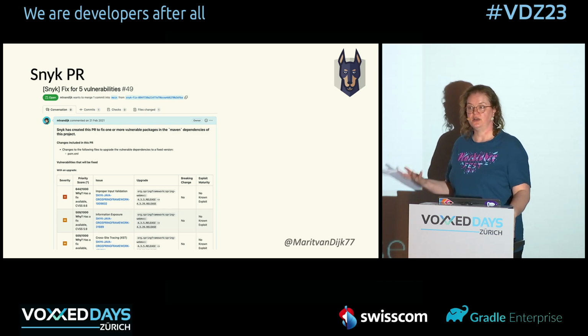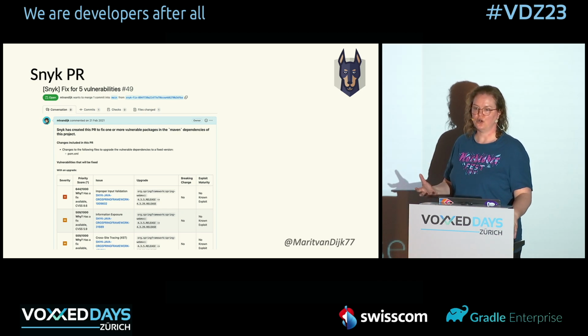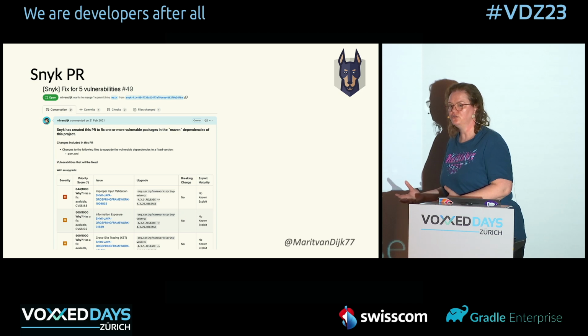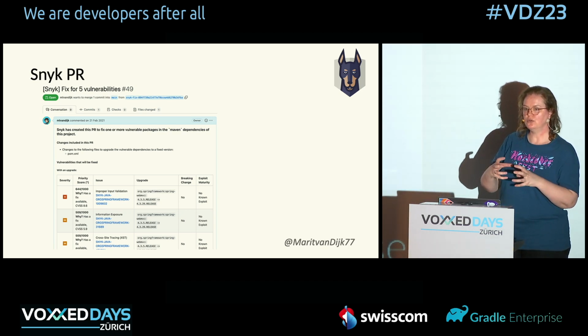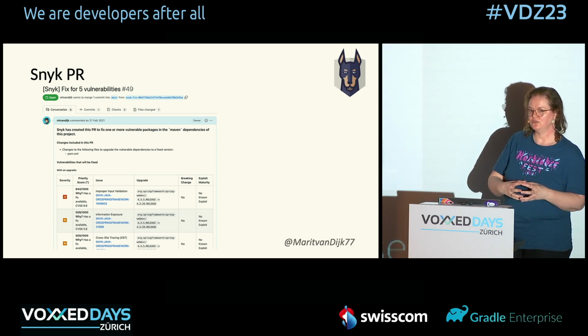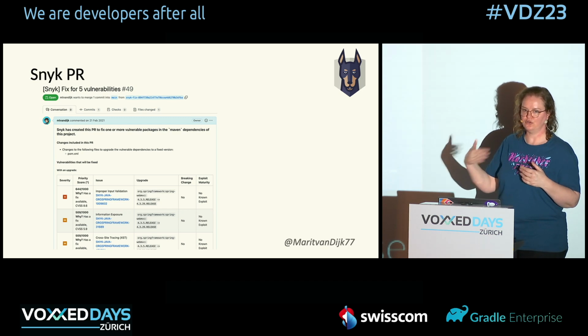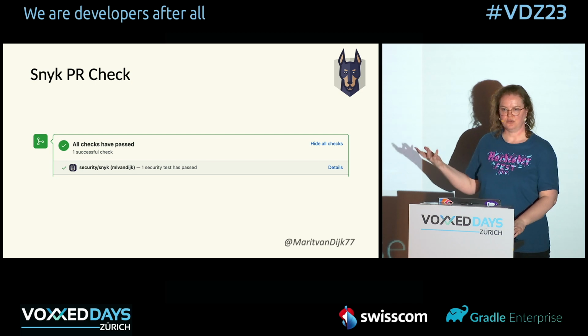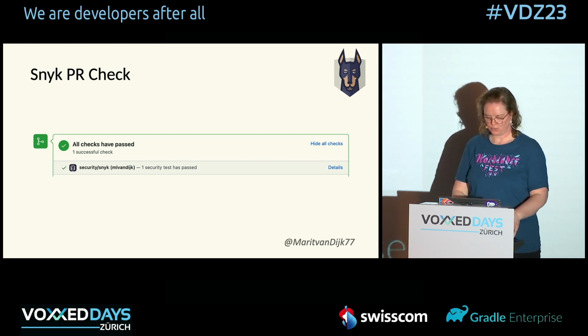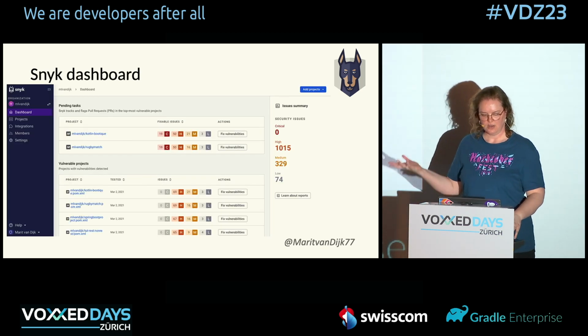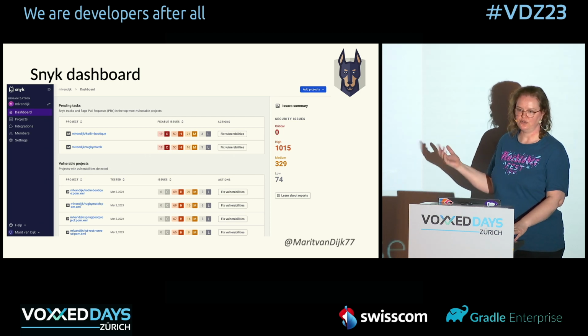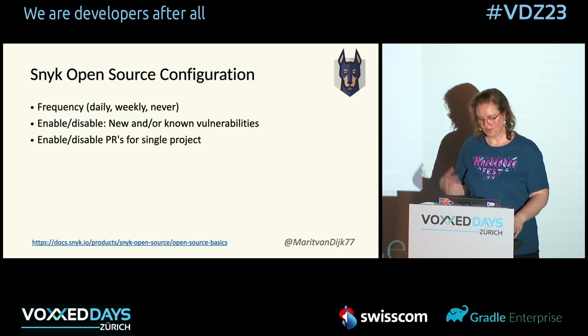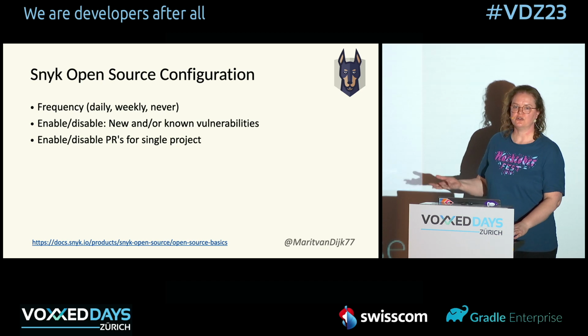What Snyk does by default, and the other two don't, but Renovate can be configured to do this, is they will bundle related updates so that you don't get spammed by quite so many PRs, which is nice. And like I said, they have a check on incoming PRs for vulnerabilities and a much prettier dashboard than the other two. The configuration options are slightly more limited.